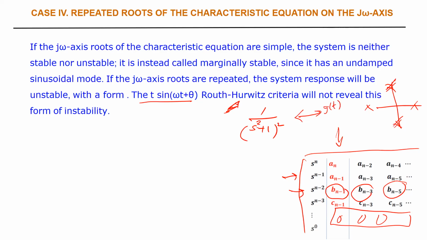It should be sine, sine, and there will also be, because of the repeated root, a t with it. So the system becomes unstable, even though from the first column it looks like stable.